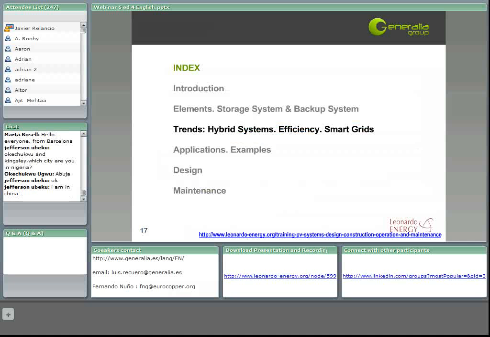So now in the next chapter we will study the trends for this type of system, and we will go through different concepts like hybrid systems, efficiency optimization, and the new smart grids.